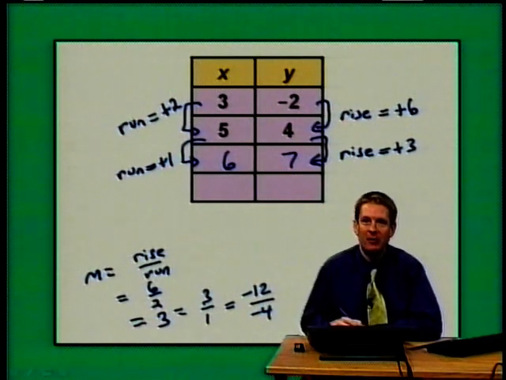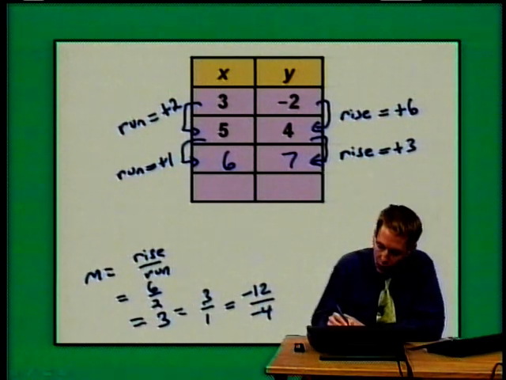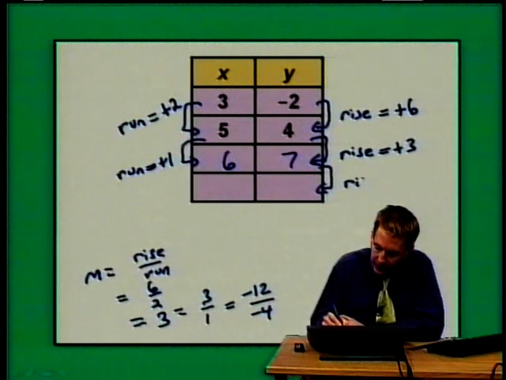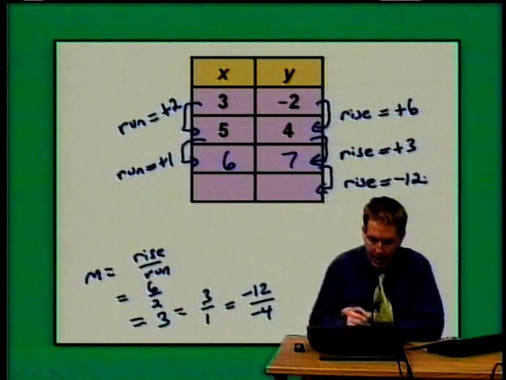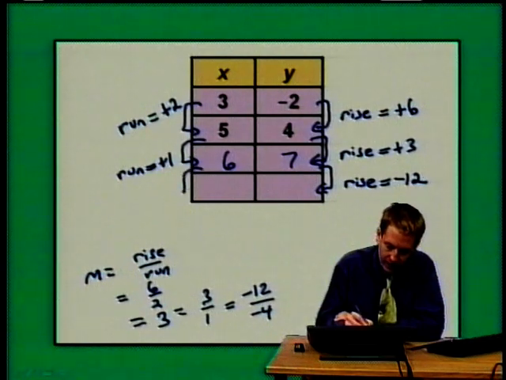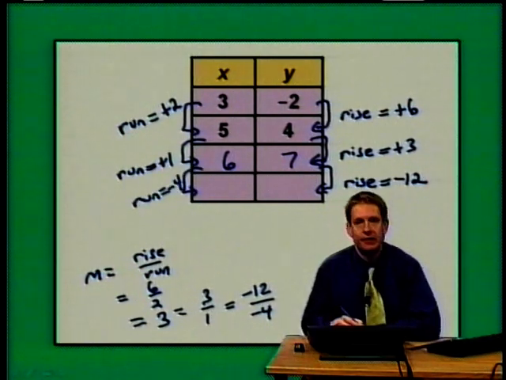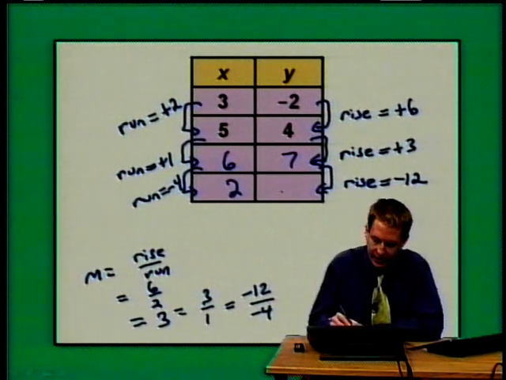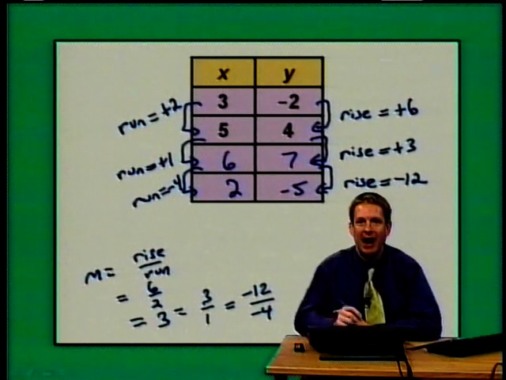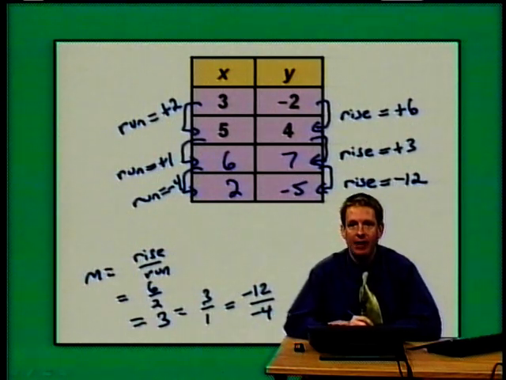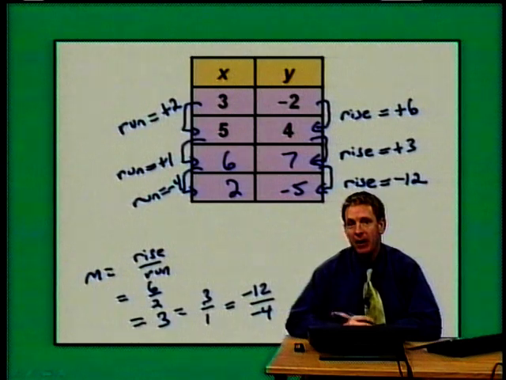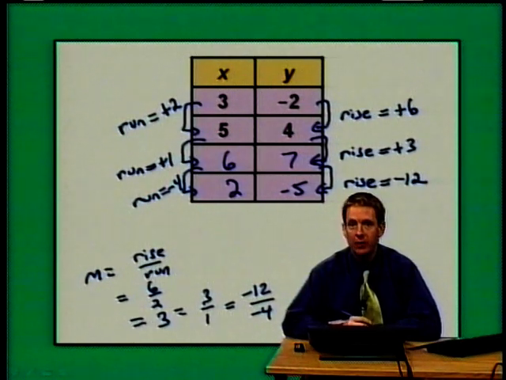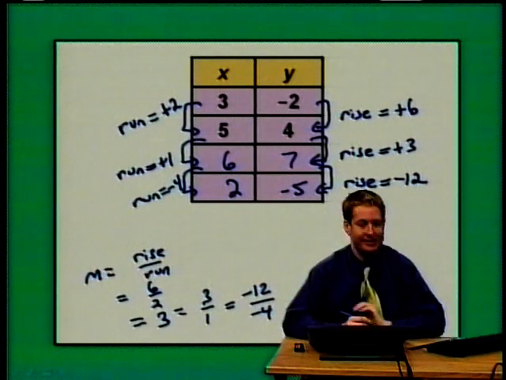Let's pick up at this point 6, 7. Let's make a rise of -12 and a run of -4. 6 minus 4 is 2. 7 minus 12 is -5. We're now at the point 2, -5. Now, since each pair of these points produces a slope of 3, these points better all lie on the same line. Let's see.